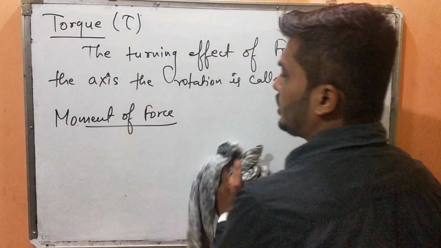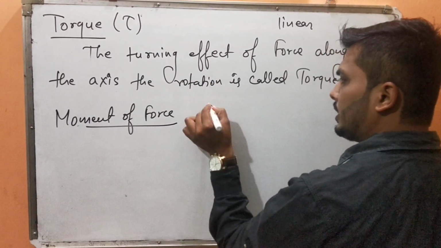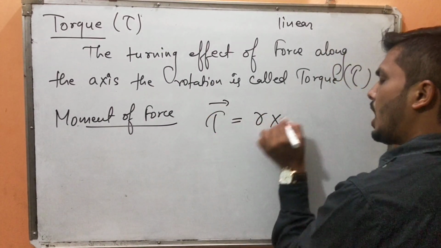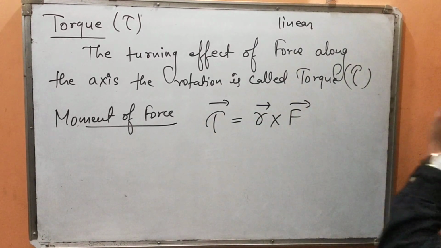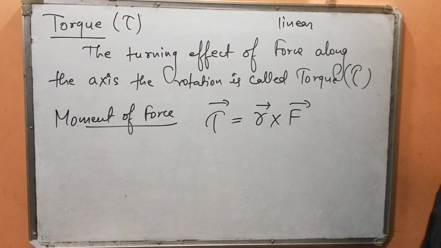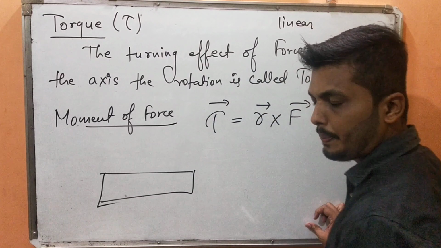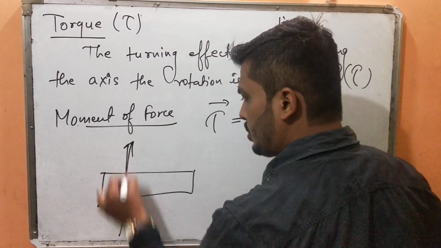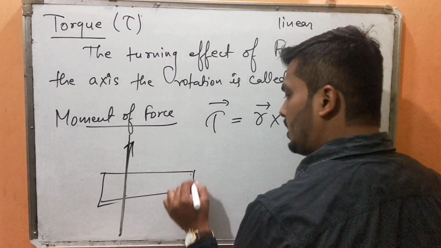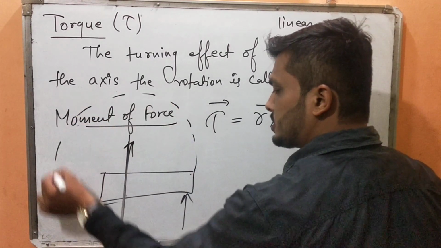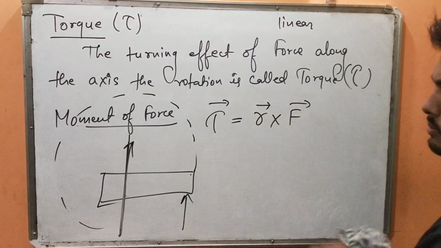So torque is also defined as what? Moment of force. Now how do you give torque? Torque is a vector quantity which is given by r cross F. Torque is given by r cross F. See here, if I pivot this body at one end, this end is pivoted, this is an axis of rotation, and if I apply a force here, the body, rather than going in a straight line, will trace a circular path. This is exactly what is called a torque.